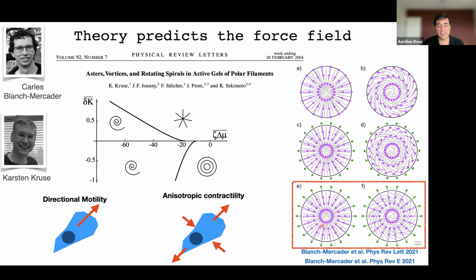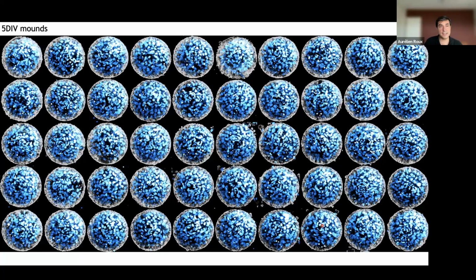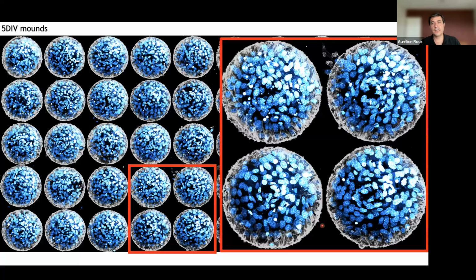So is that the case? Is that something we see in the experiment? Well, the first thing we see is that after 5 days of growth, these flat monolayers grow into dome-like structures or mounds, if you wish. And maybe it's easier to see it with this higher magnification.